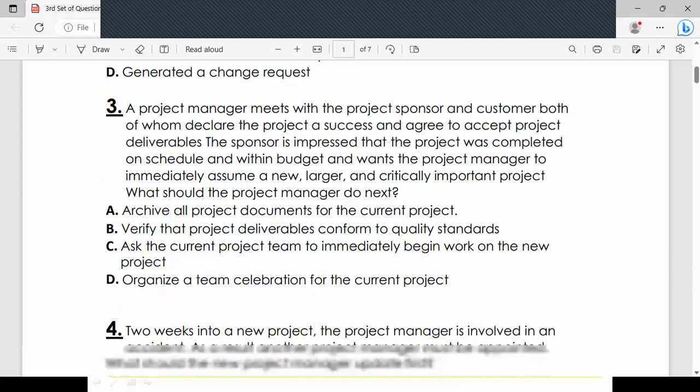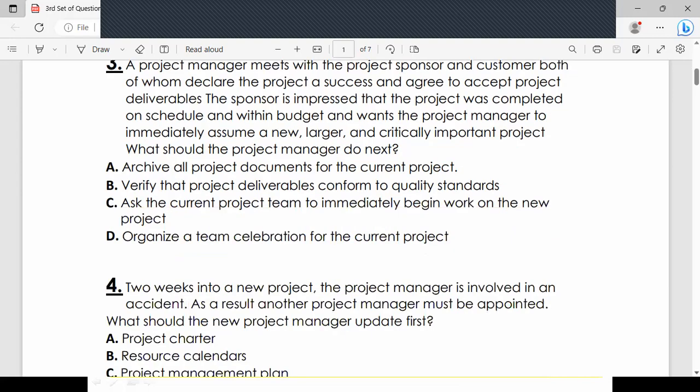So what is the answer for the third one? A project manager meets the project sponsor and customer, both of whom declare the project a success and agree to accept the product deliverables. The sponsor is impressed that the project was completed on schedule and within the budget and wants the project manager to immediately assume a new, larger and critically important project. What should the project manager do next?